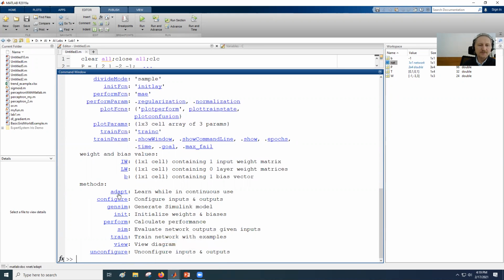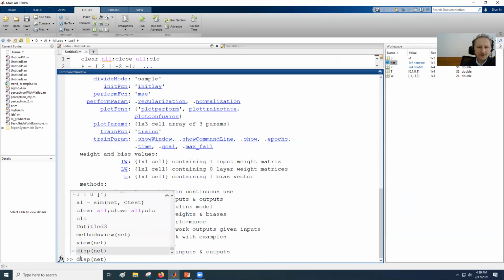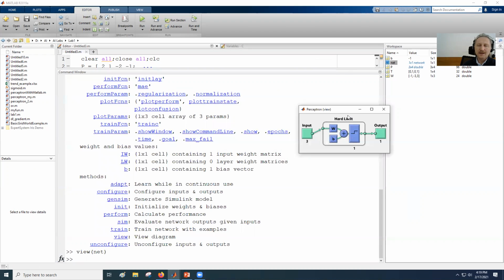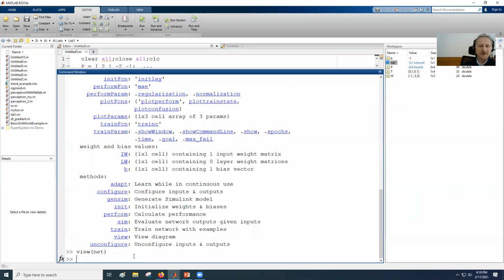Yes. For example, we have used the adapt function to train our network. We know it. Also, we have used the train method to train our network. We know that one. Also, we know ViewNet. Yes, view net. It is virtually displaying the design of our network. Yes, we know that one.